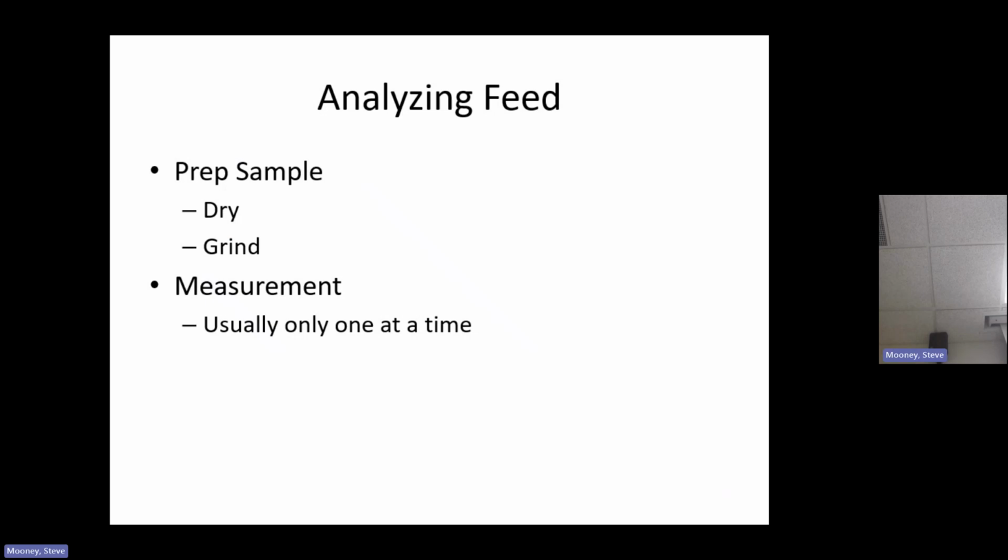And if we're doing wet chemistry, we usually do one assay at a time. If we're going to do protein, we'll do a hot nitrogen. If we're doing fats, we'll do an ether extract. If we're doing minerals, we'll do atomic absorption. So more often than not, the sample is destroyed as well while we run this assay. We can't use it again.